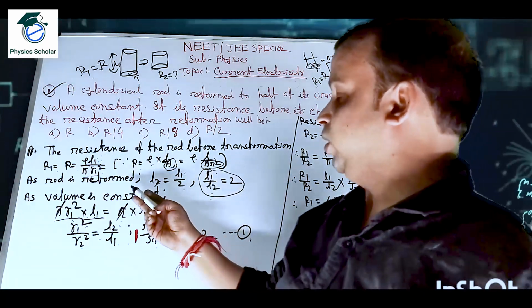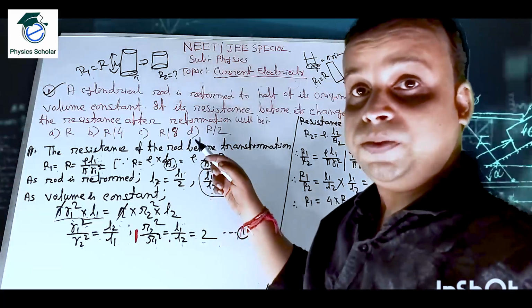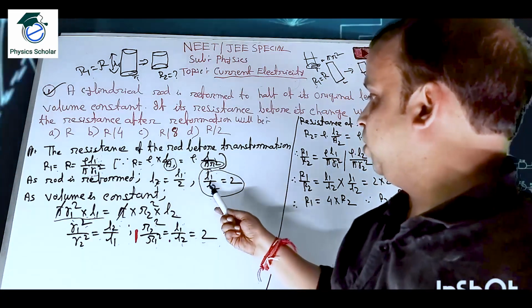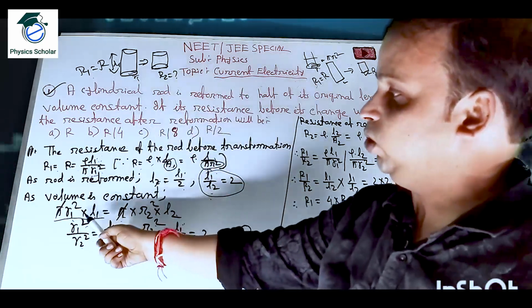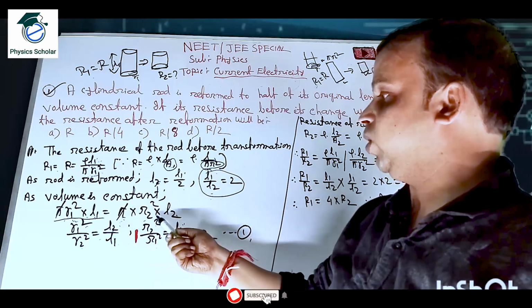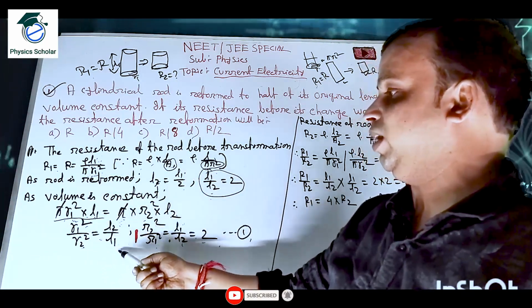Clear? So the rod is reformed. That means the length will be half. So L2 is the final length. L2 will be L1 by 2. Clear? So now L1 by L2 is equal to 2. As the volume is constant, what was the initial volume? Pi R1 square into L1. And what is the final volume? Pi R2 square into L2. So pi will be cancelled. So R1 square by R2 square is equal to L2 by L1.